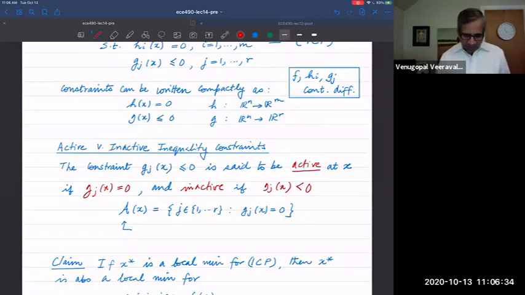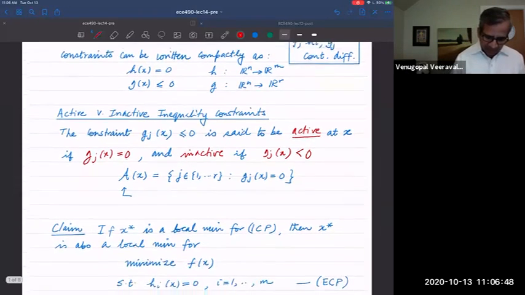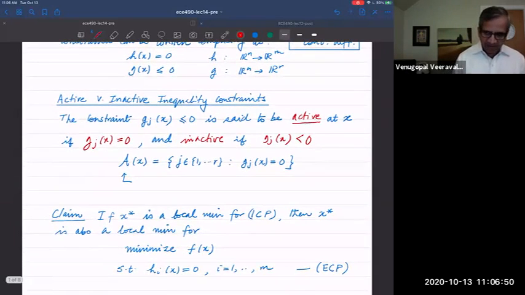Now we'll denote all the indices j, so all those constraints for which gj of x equals 0, as the set of active inequality constraints. And we'll denote that by script A of x.